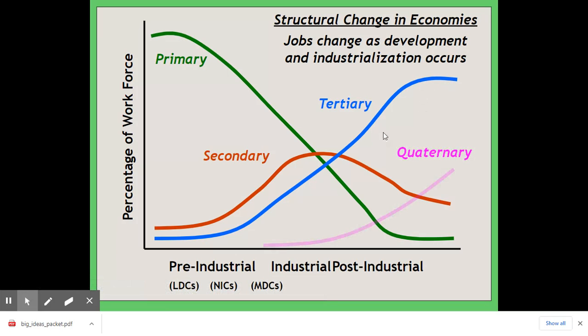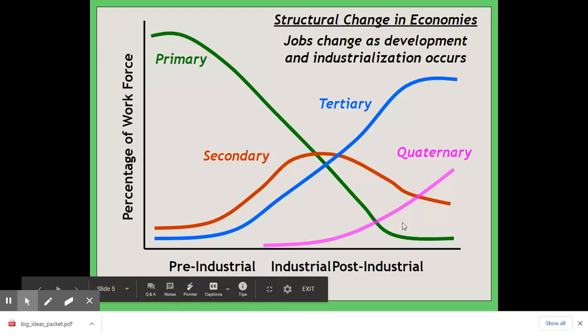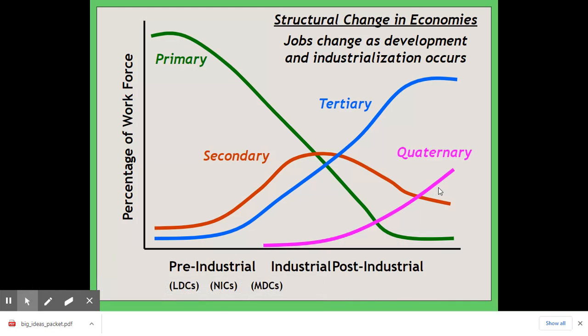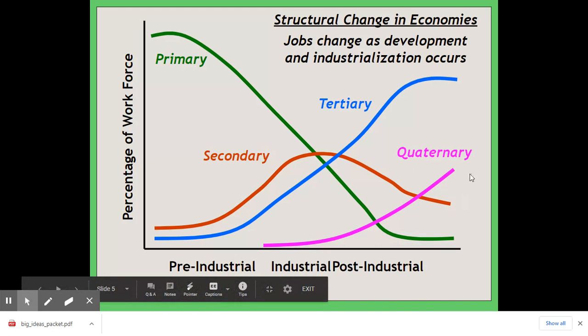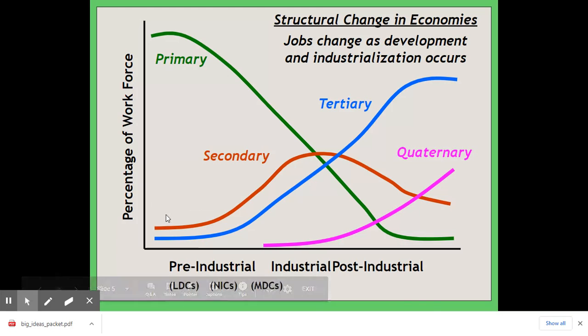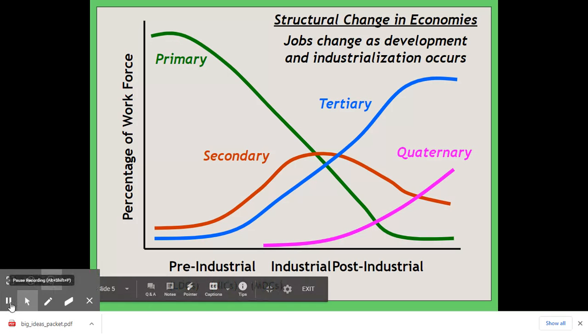And then lastly, quaternary, the more industrial you become, the more you are dependent upon computer technology. But again, wouldn't make sense to have an Apple store here in, I don't know, Peru, because Peru is really focused in primary jobs.